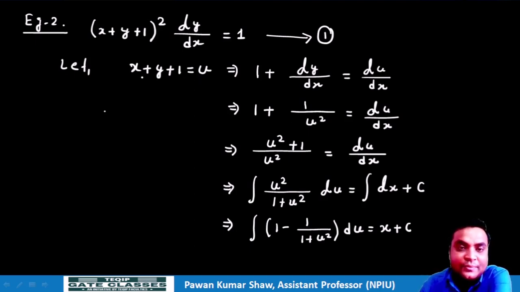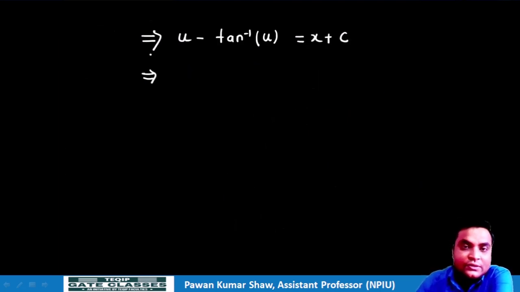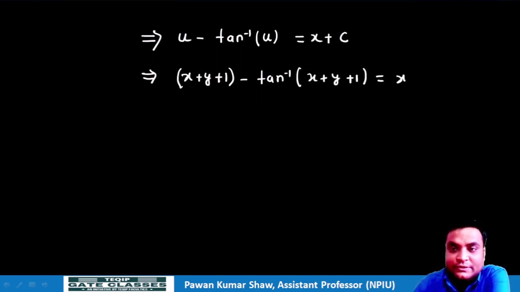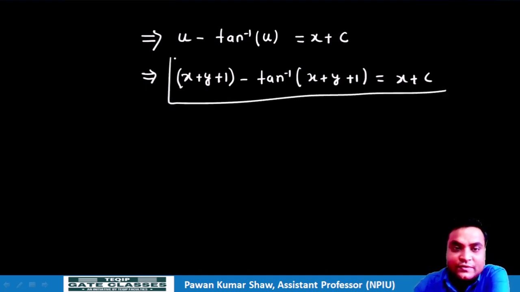What is u here? u is given as x plus y plus 1. So x plus y plus 1 minus tan inverse of x plus y plus 1 is equal to x plus a. So this is the general solution of the given differential equation.